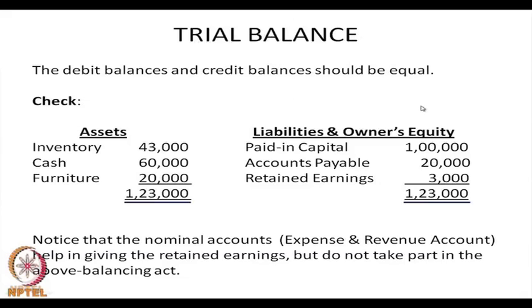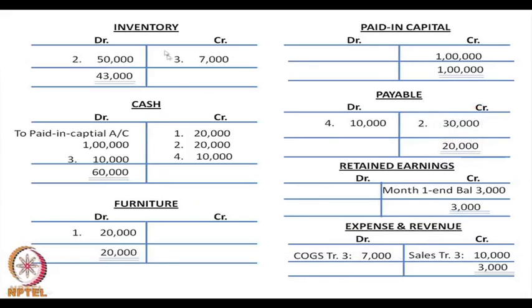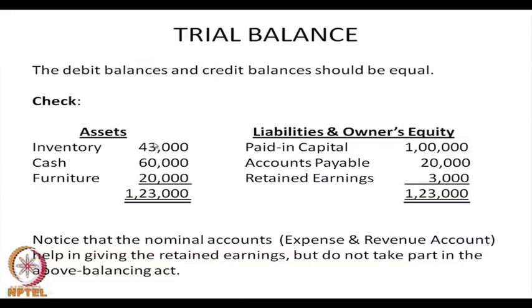So, what we have basically done, you will see that the debit balances and credit balances will always be equal. To check this, what we have done is inventory was 40,000, cash was 60,000, furniture 20,000. So, 43, 60 and 20, that is what we have written down here, 43, 60 and 20 for different accounts, inventory account, cash account and furniture account.